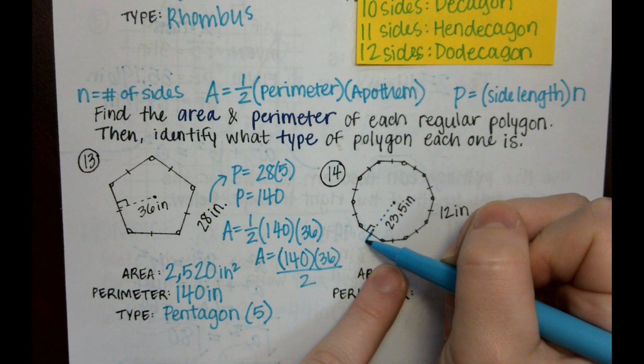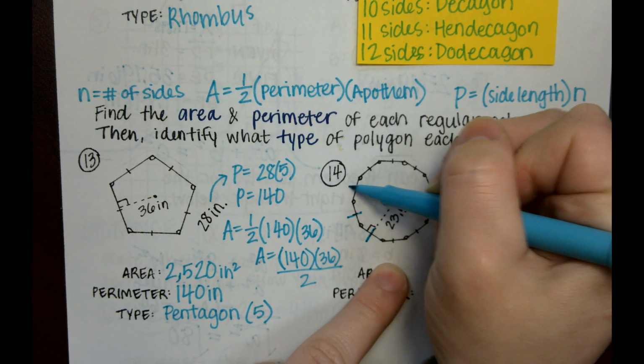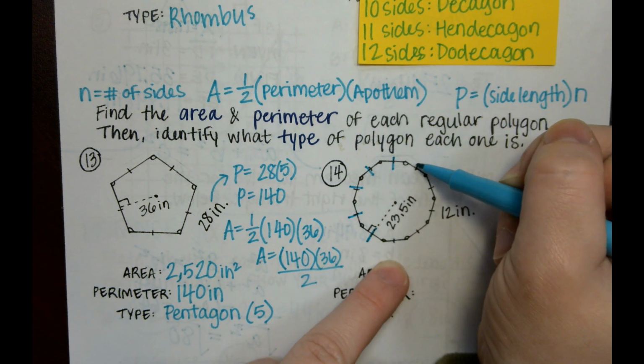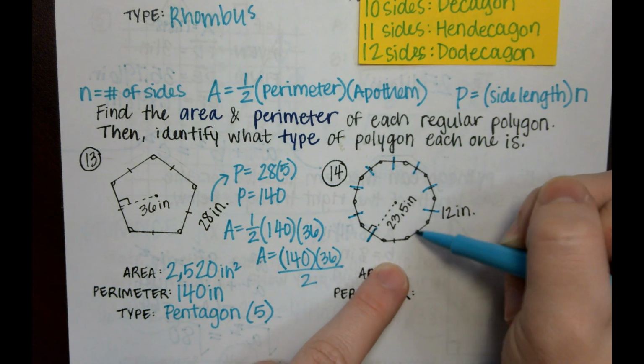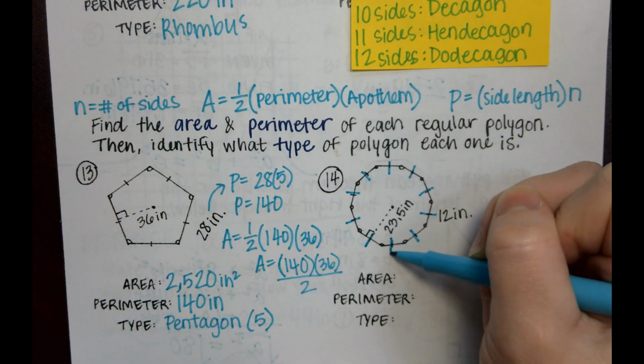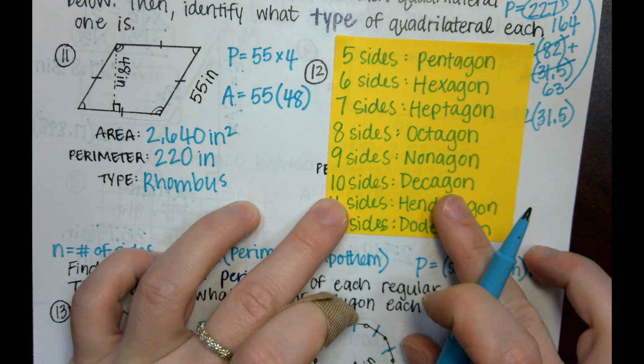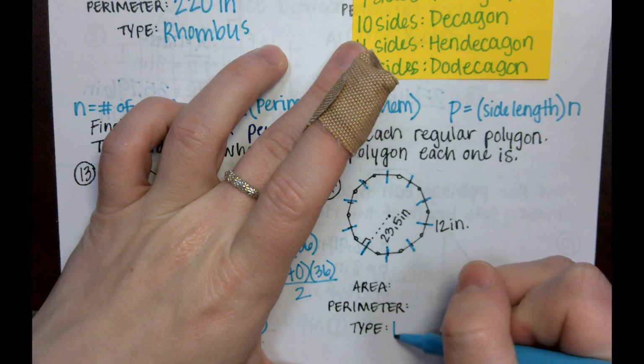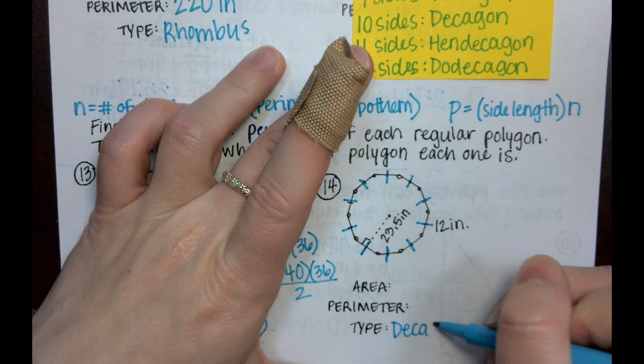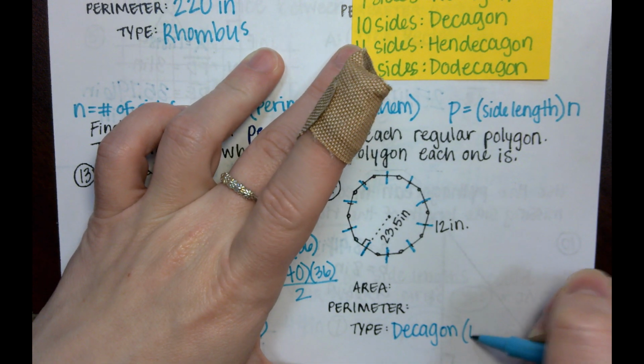So here, let's count. We've got 1, 2, 3, 4, 5, 6, 7, 8, 9, and 10. So 10 sides. We have a decagon. Decagon, 10.